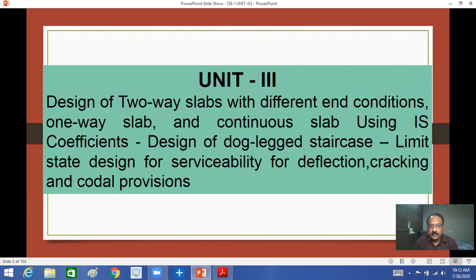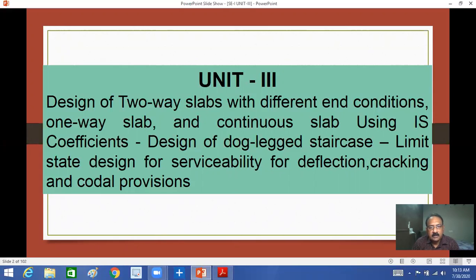See, basically, what are the structural elements of the structure? First one is the footing foundation, and columns, beams, then slabs. Slabs play a main important role in the structure, as they transfer load to the beams. There are certain guidelines, codal provisions given by IS 456-2000.